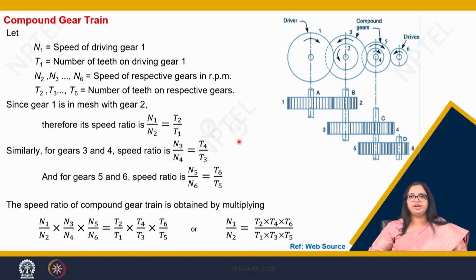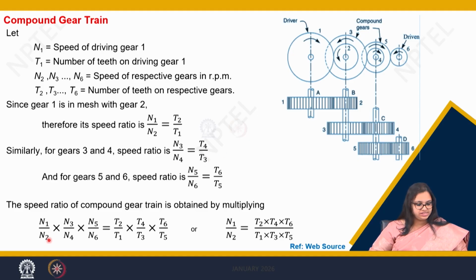Well, how do we find again the speed ratio? So from gear 1 we can go till gear 6. So N1 by N2 is equal to T2 by T1. Now my gear 2 and gear 3, they have the same speed, but they are not meshed with each other. So my N3 by N4 will be equal to T4 by T3.